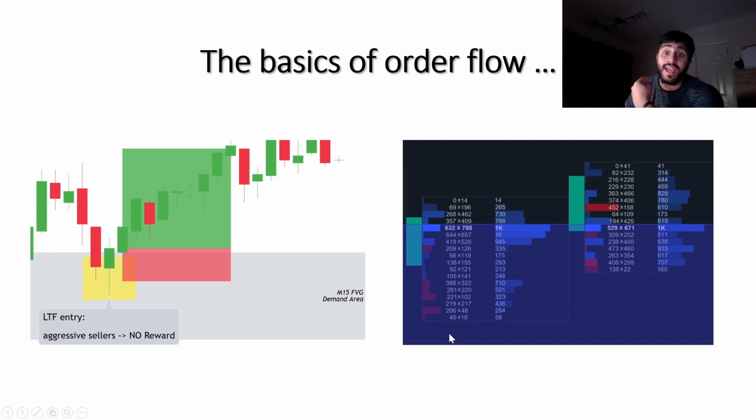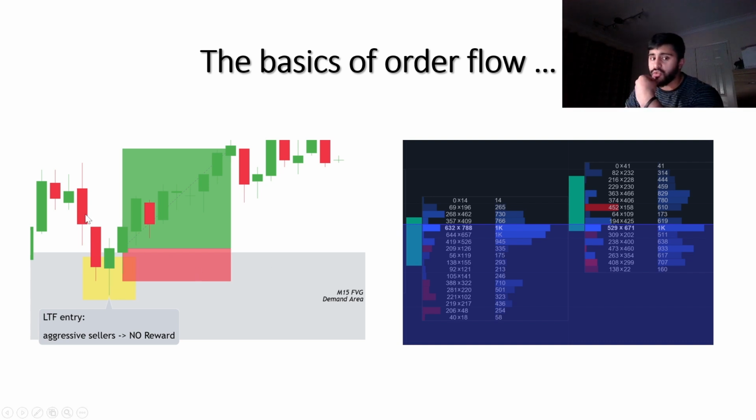You can even read the actual order flow. 40 for 18. So that's just over a 2-to-1 ratio. There's twice as many aggressive sellers as there are aggressive buyers. Despite that, the market moves up. So what does that tell you about this zone?